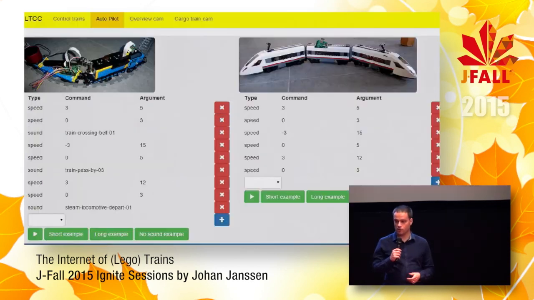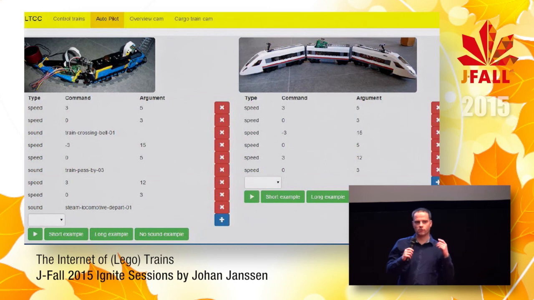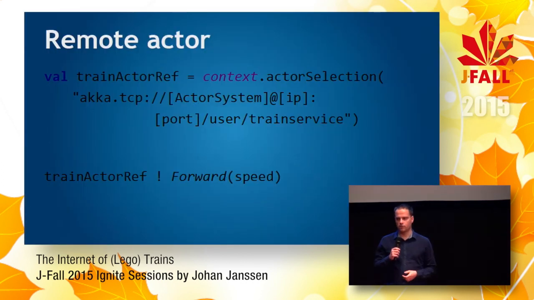And we also have the automatic control. So we can, for instance, send a list of instructions to the train, like move at that speed, play that sound, and so on. And as I told earlier, we can also do actions based on the location of the train with the RFID. So that's another feature that we have in autopilot.